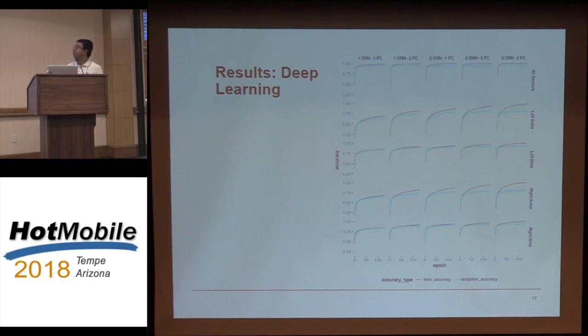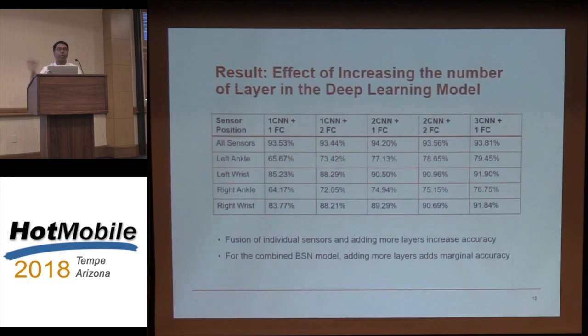And this is the figure that we are showing of the test accuracy, and the test set is truly held out, so there's no overlap with the training. So the conclusion that we got is that fusion of individual sensors and adding more layers increases accuracy over time.